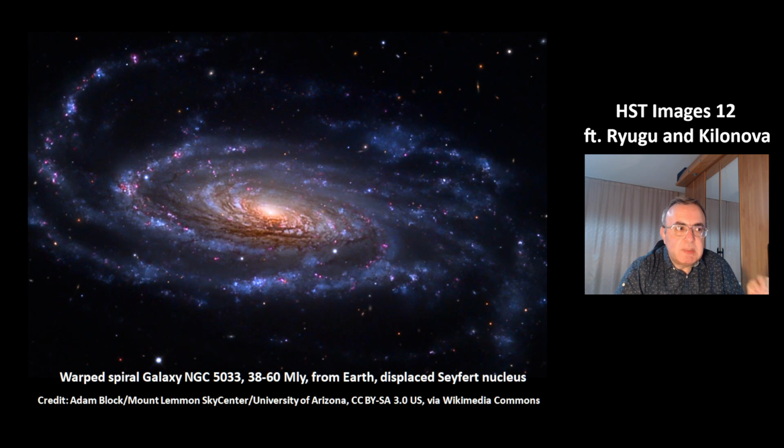This is the warped spiral galaxy NGC 5033 at a distance of 38 to 60 million light years. This picture was taken from Earth. And this galaxy is a Seyfert galaxy, which means it has a bright core, but the nucleus is displaced, not in the center.